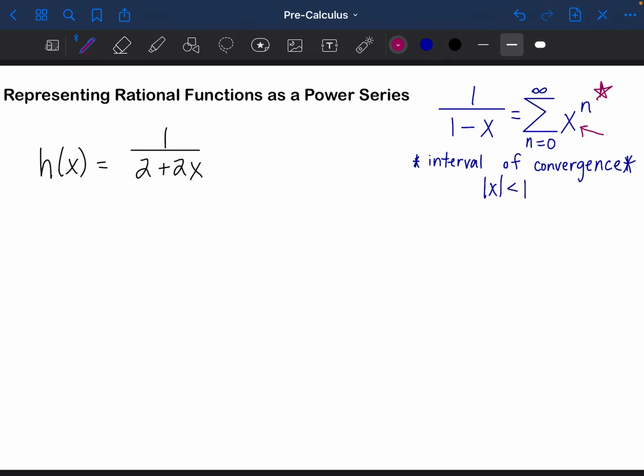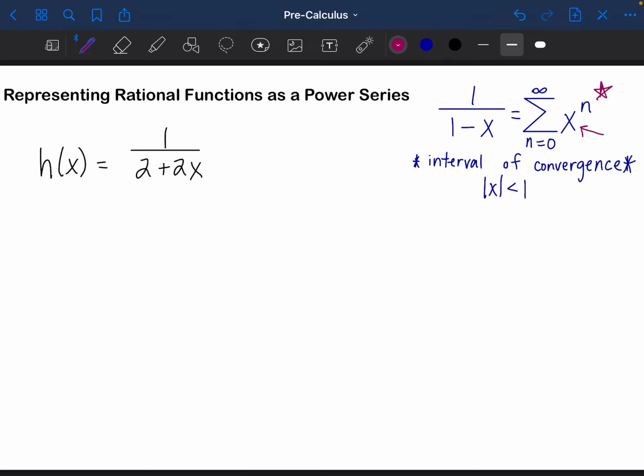So the only place where this power series would converge is if we had a decimal plugged in for x, right? So if there's a decimal plugged in for x, then this is going to get smaller and smaller and smaller and approach 0. So we need it to converge. So make sure you always have this interval written when you do that conversion, I guess. So let's take a look at this h of x.